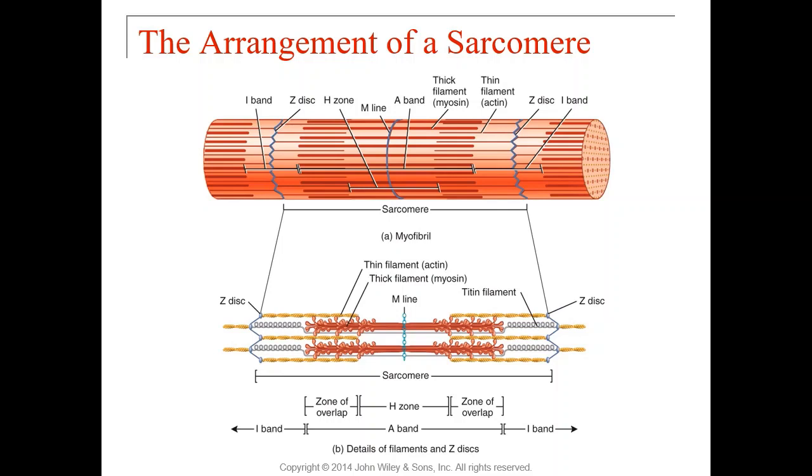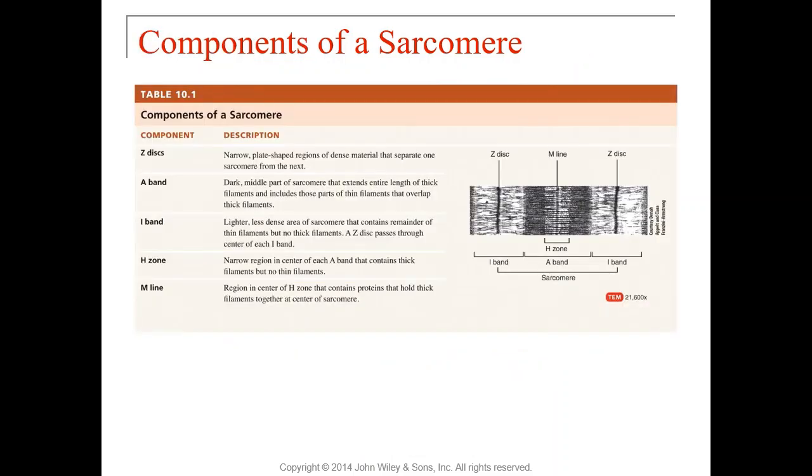There's another area to name. It's called the A band. The A band is basically the length of your thick filament. It's the length of myosin. So if you were to draw a line at the tip of myosin on one end and a line on the tip of myosin on the other end, everything in between is called the A band. It just runs the length of myosin.